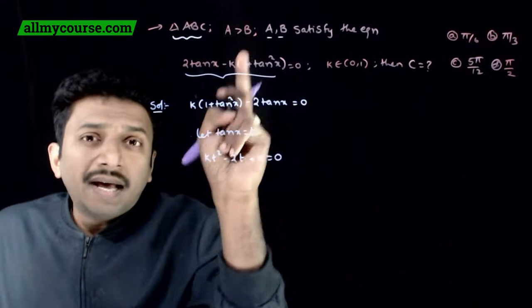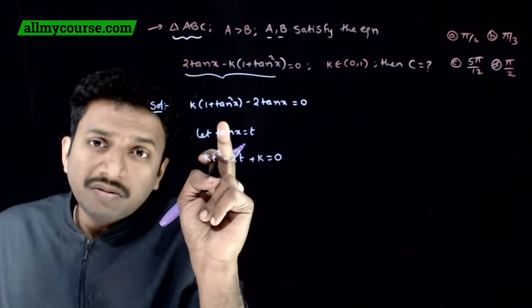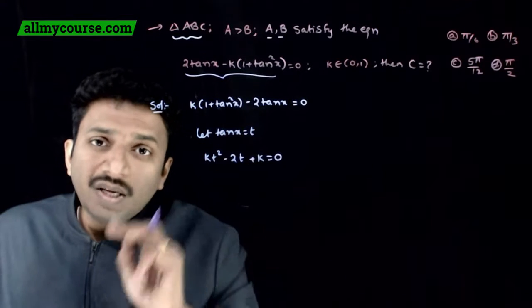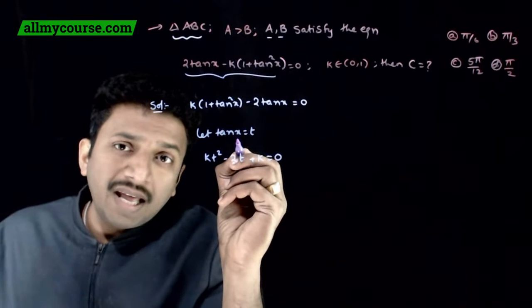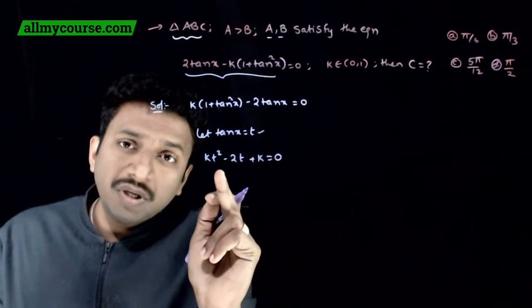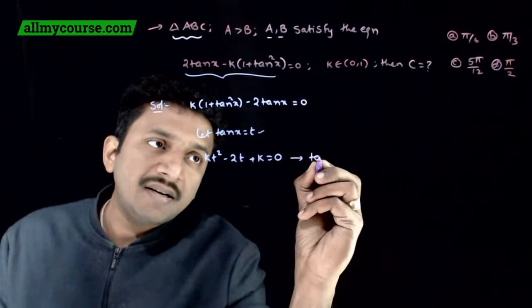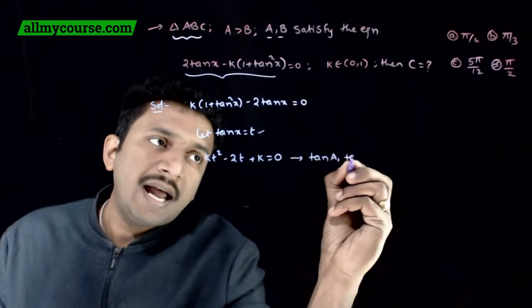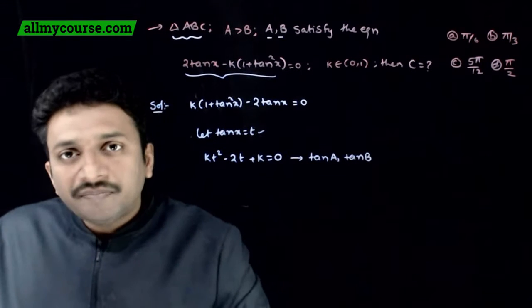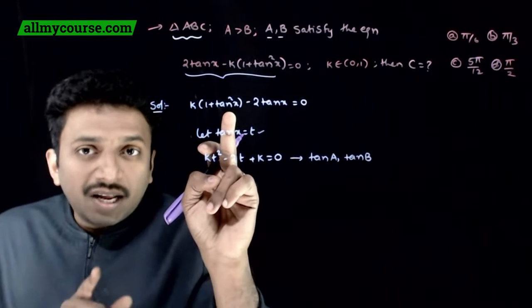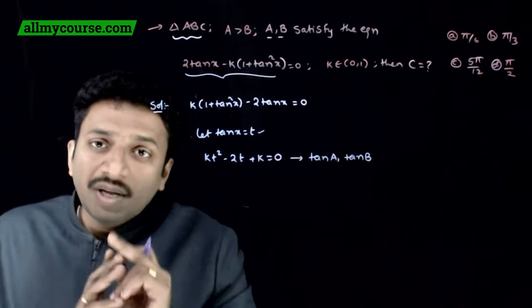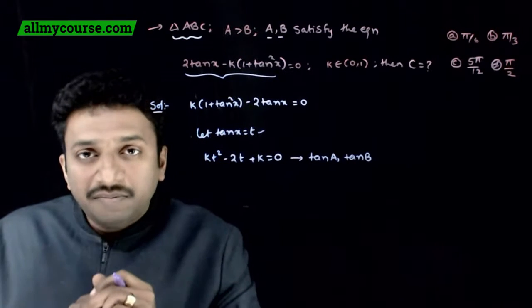Now A and B satisfy this equation. So tan A and tan B satisfy the equation in terms of t. So that means the roots of this equation are tan A and tan B, right? So the roots of this equation become tan A and tan B.